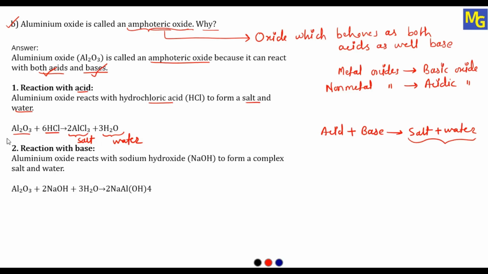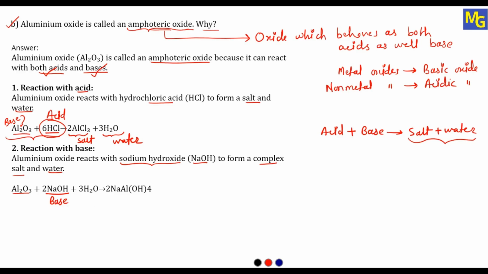If you see the reactant, this is already an acid because it is hydrochloric acid. Then what should the other be? It should be base. So it is basic in nature. In the second reaction, the reaction with the base, aluminium oxide reacts with sodium hydroxide, that is NaOH, to form a complex salt and water. So here this is Al2O3, NaOH. What is NaOH? It is a base. And what are you getting?